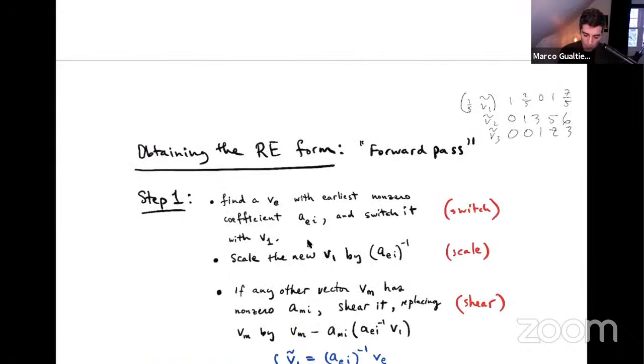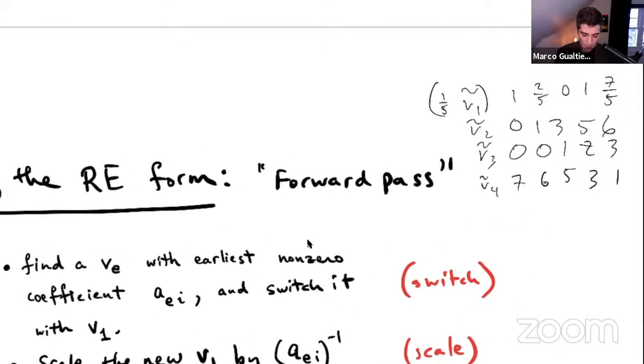Now the problem is, there might be some other vectors here which I didn't tell you about. Let's say this one, 7 6 5 3 1. So I found a vector that was originally the second vector that had a very early non-zero coefficient, and now I put it first. But further down the list, there's another vector that also has a non-zero coefficient in the same early position. So I could have chosen this one to put at the front, but I chose this one.